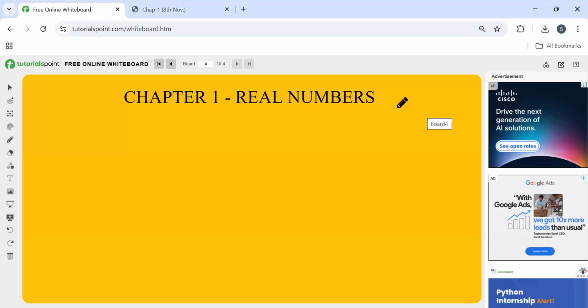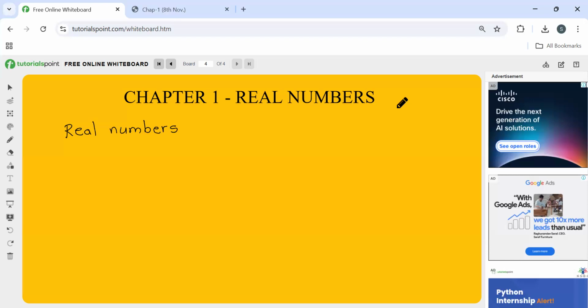So, without wasting much time, let's start our grade 10 maths journey with the first chapter, that is real numbers. Before learning about any new concept inside the chapter, we need to understand the meaning of real numbers. So, what are real numbers? Real numbers are a huge set.